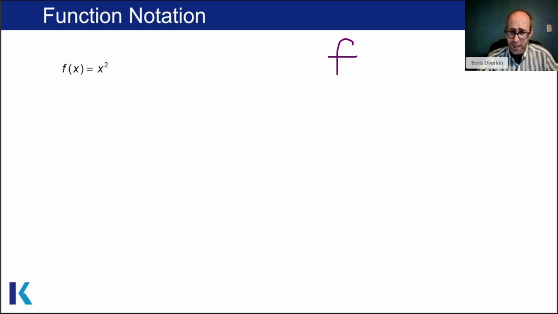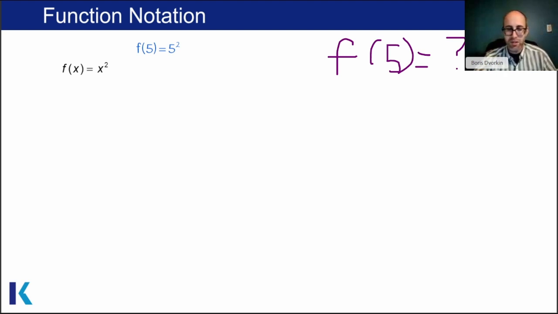So if the SAT is like, hey, what's f of 5? What that means is that you replace all the x's with 5s. Whatever the letter is inside the parentheses, you replace every instance of that with the number that's inside the parentheses in the question. So f of 5 would be 5 squared, to parallel how f of x equals x squared. So that means f of 5 is 25.